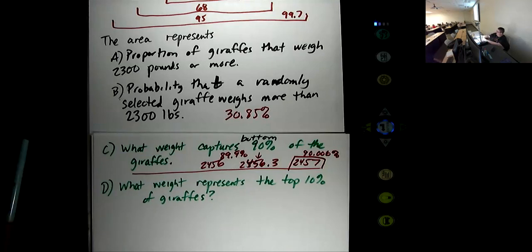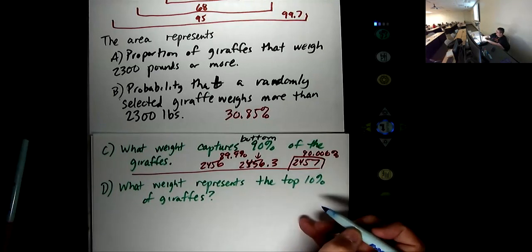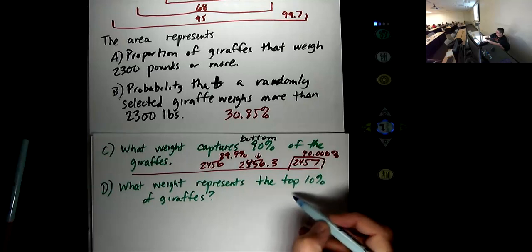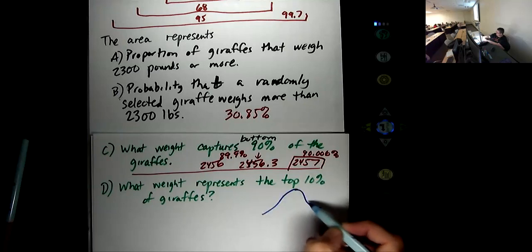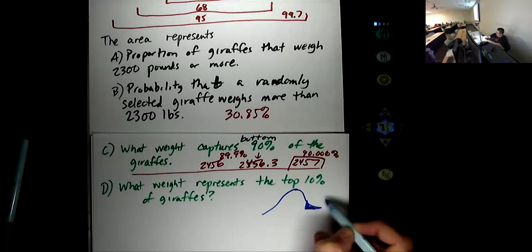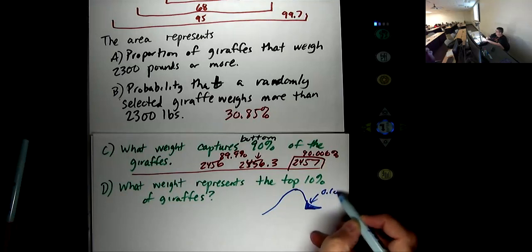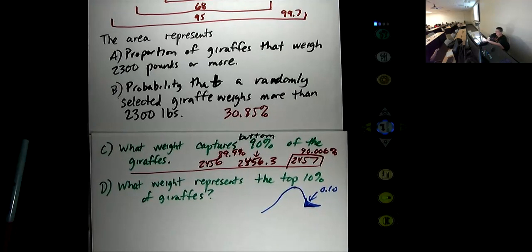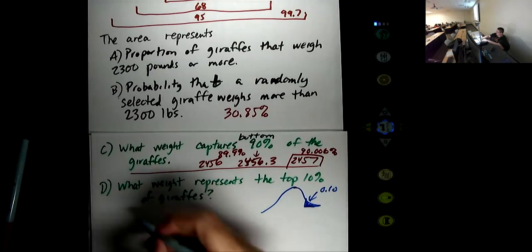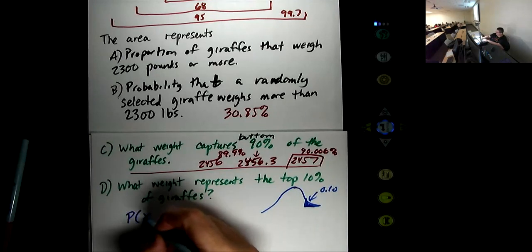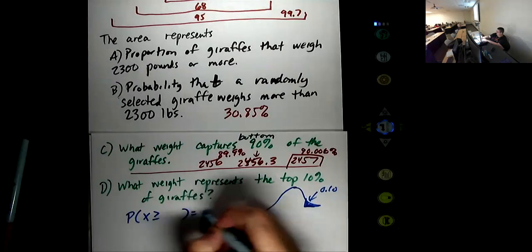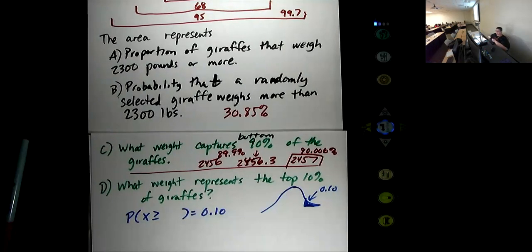When I do what weight represents the top 10%, top 10% means I'm getting the portion of the graph that's over here, and I want that area to be 0.10. So if I'm shading on the right, this is going to be the probability that x is greater than or equal to something equals 0.10.